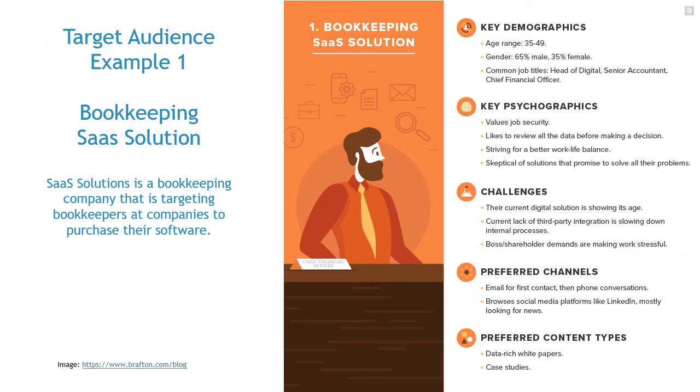In example 1, we're looking at bookkeeping SaaS solutions. SaaS Solutions is a bookkeeping company that is targeting bookkeepers at companies to purchase their software. They have to take into account the key demographics, key psychographics, the challenges, and the preferred channels and preferred content types in order to reach their target market. Pause the video at this time and read through some of these different aspects that they must take into consideration when targeting their audience.